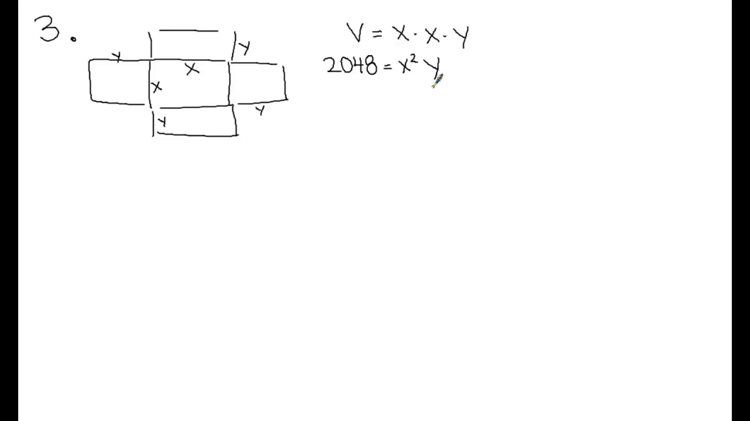I'm jumping to my next point, which is you're going to pick one of these variables to solve for. So Y is going to equal 2048 divided by X squared. Because what that's going to give me a choice of doing is finding my surface area and then eliminating a variable from the surface area. Surface area, because you're trying to minimize the amount of glass you're utilizing.